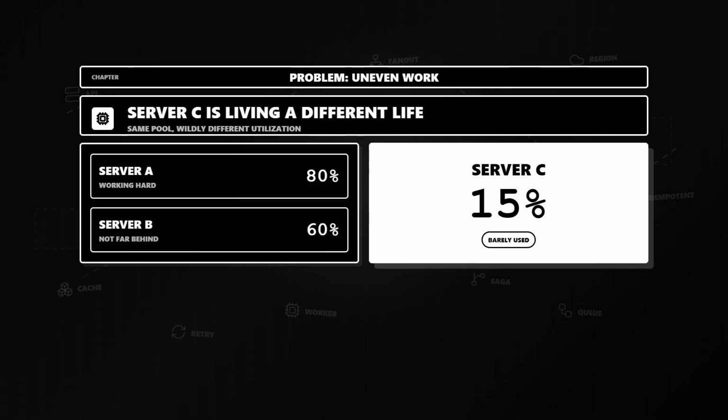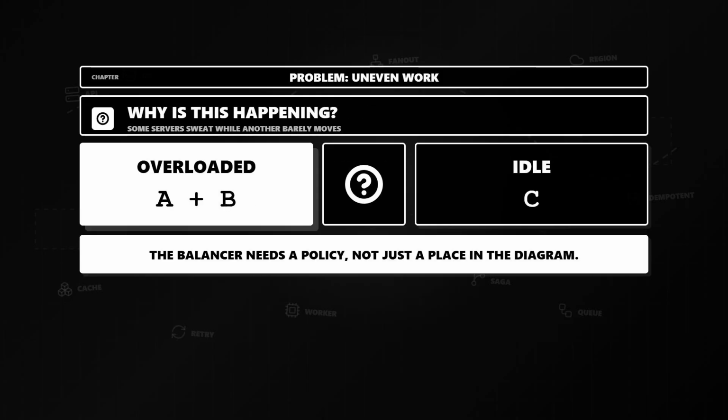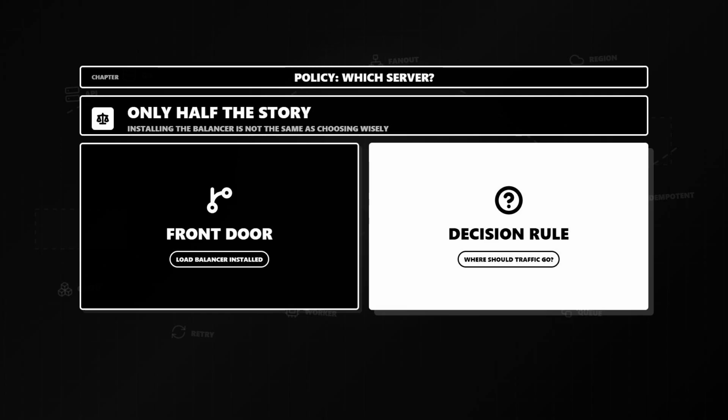While the other servers are working hard, Server C is sitting at around 15% utilization and wondering whether it accidentally showed up on its day off. The engineers are confused. They have 3 servers, a load balancer, and traffic is clearly being distributed. So why are some servers overloaded while another is barely breaking a sweat? That's when they discover an important lesson. Installing a load balancer is only half the story. The other half is deciding how that load balancer actually chooses where to send traffic.